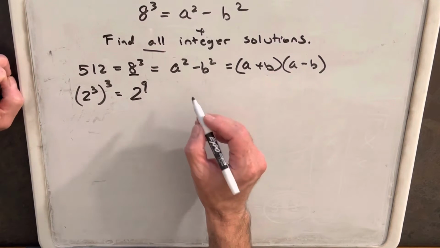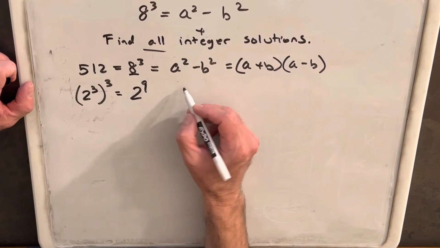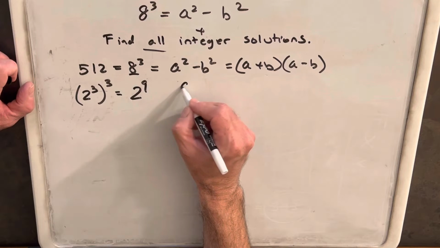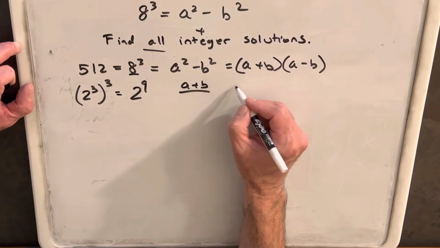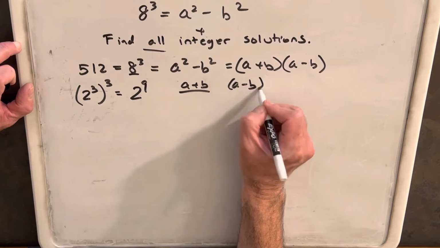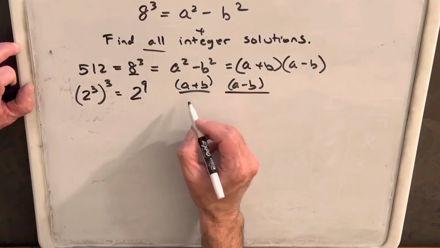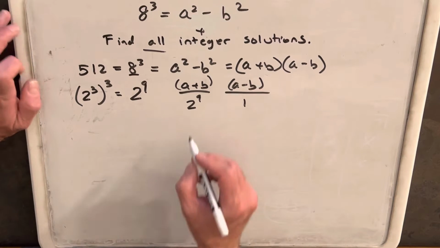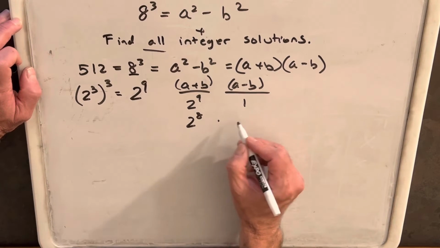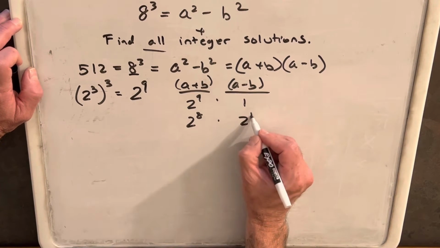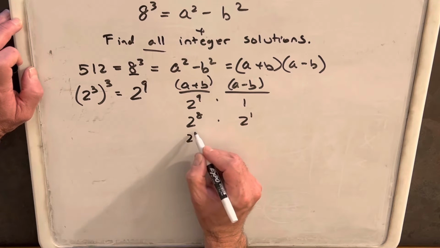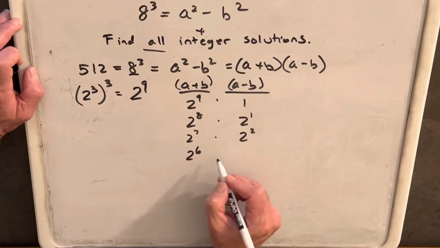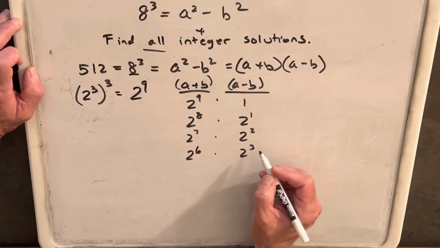So we can just create a little table for our a plus b, a minus b. We just want all possibilities of this. So we could have 2 to the 9th times 1. We could have 2 to the 8th times 2 to the 1, which is just 2. 2 to the 7th times 2 squared. 2 to the 6th times 2 to the 3.